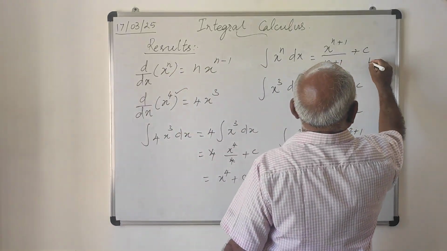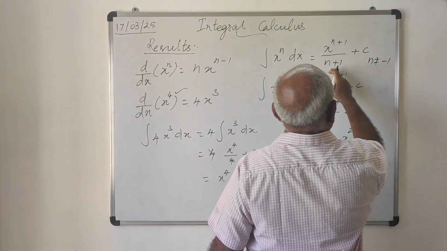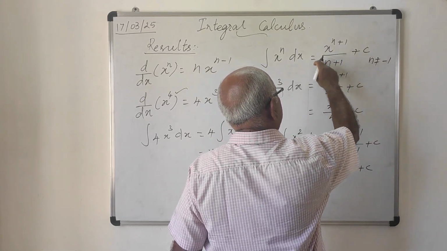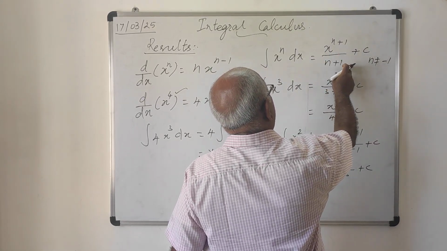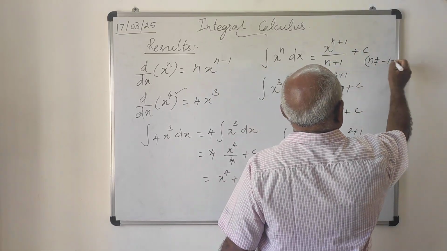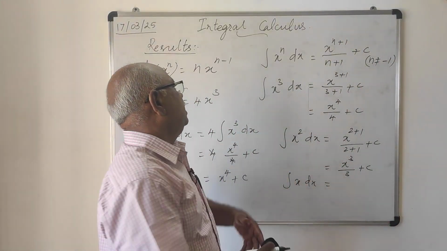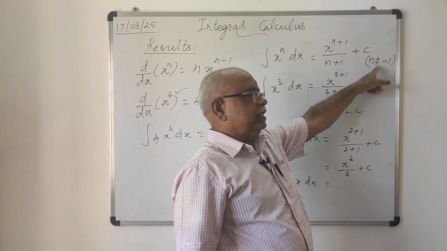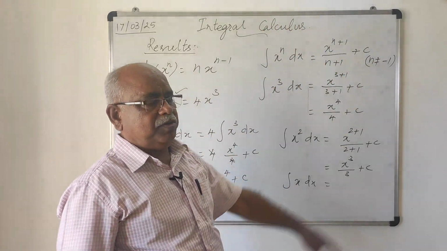Here your n is not equal to minus 1. Remember, in this case n should not be minus 1, because if n is equal to minus 1, then n plus 1 in the denominator becomes 0, and the function does not exist. Therefore, the condition for this integration is that n should not be minus 1. Except minus 1, any integer can be used.